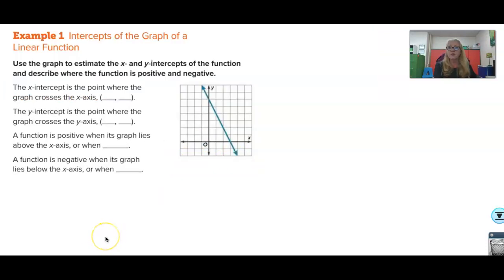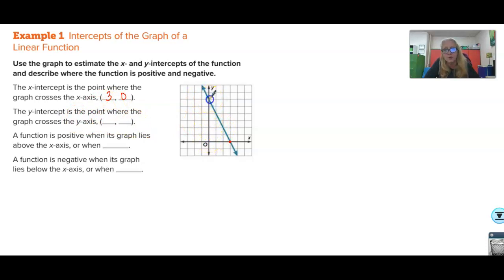Use the graph to estimate the x and y intercepts of the function and describe where the function is positive and negative. So the x-intercept is the point where the graph crosses the x-axis. That's going to be this point right here, the point 3, 0. That is our x-intercept.